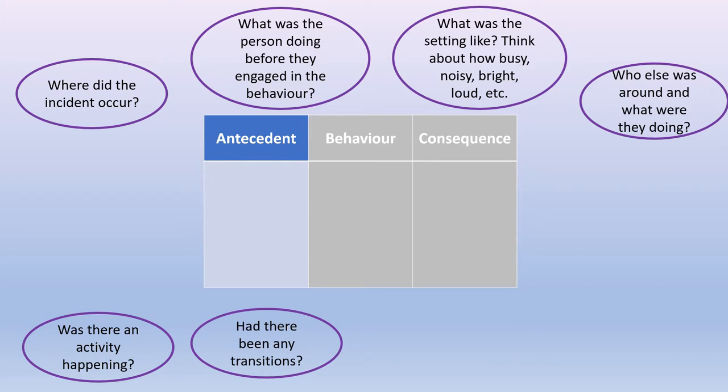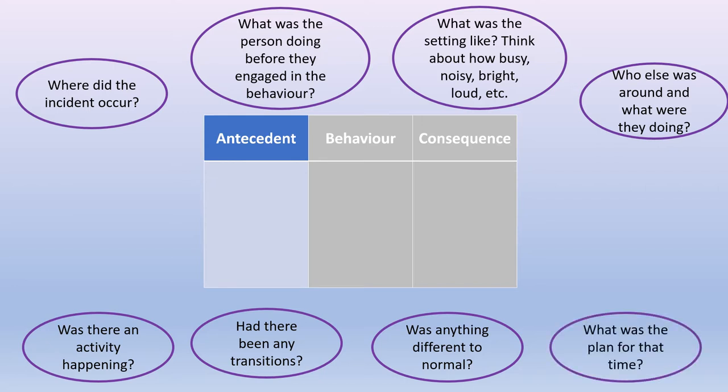For example, starting or ending an activity, someone else entering or leaving the room, or moving from one thing to another? Was anything different to normal? Even things that seem minor to you or I might make a big difference. What was the plan for that time? What activities were supposed to be happening, and were they actually happening, or was there a delay or a change?